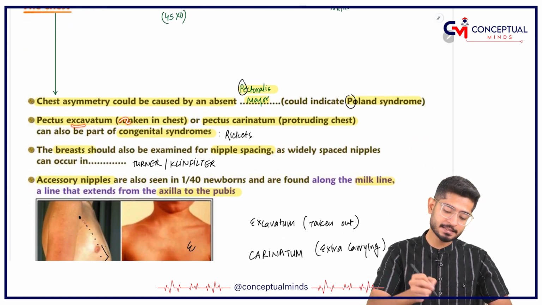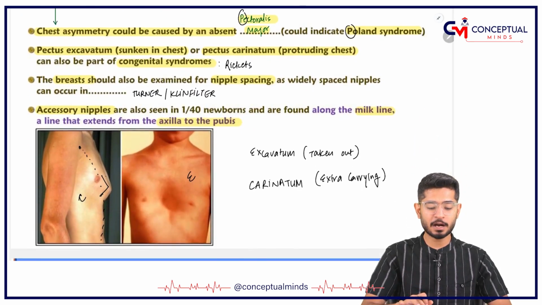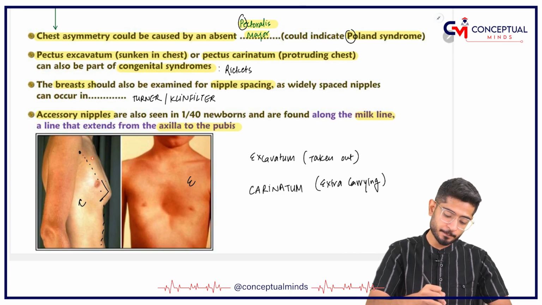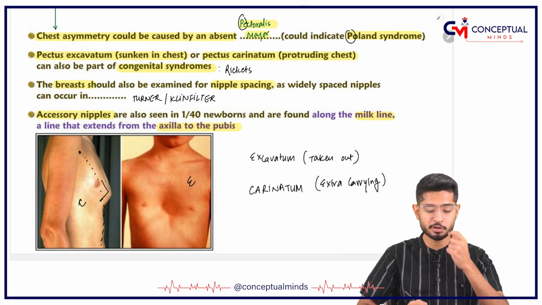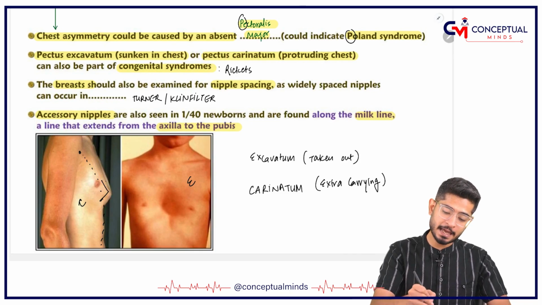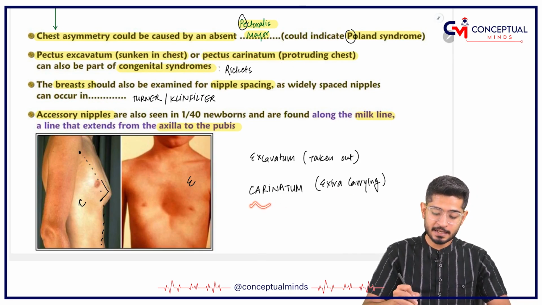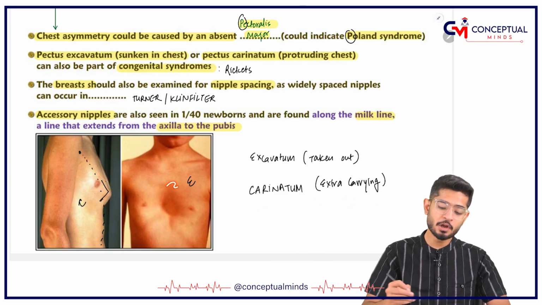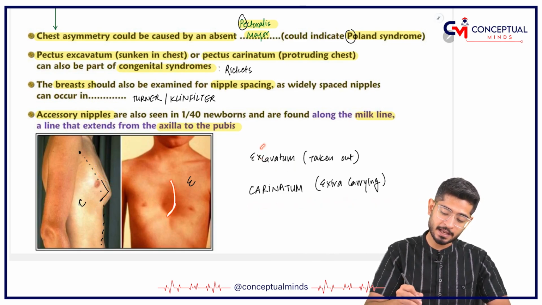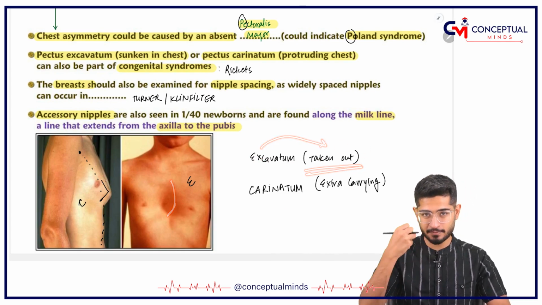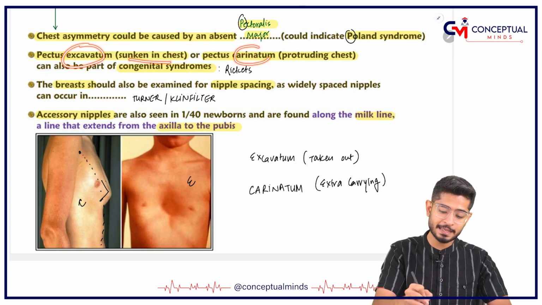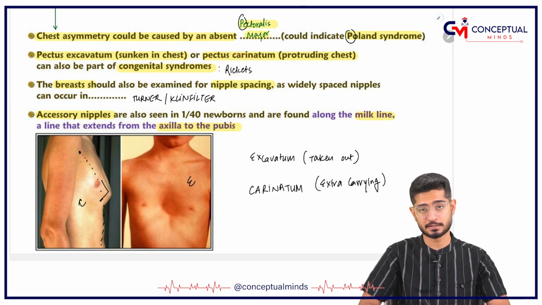Similarly, pectus excavatum and pectus carinatum are two different conditions which are there on your chest. Can you see, this is a protruding chest. This protruding chest is pectus carinatum. Carinatum means carrying something extra, whereas excavatum is excavated. Something has been excavated, something has been taken out. So pectus excavatum means sunken chest, carinatum means protruding chest. Both of them can be manifestations of rickets.